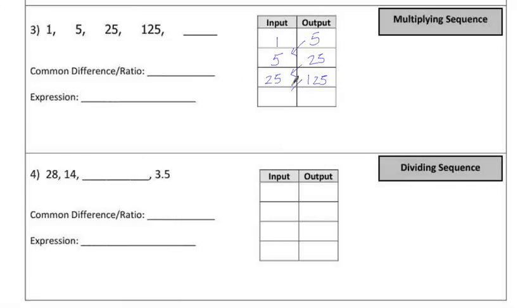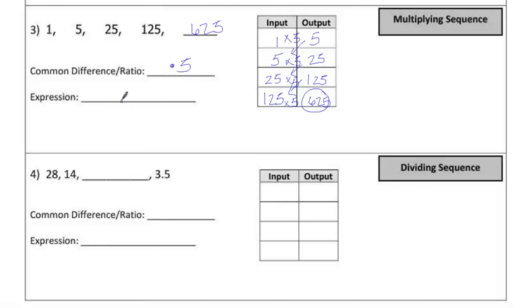And then I'm going to slide it. 125 slides to here, and my new output is going to go here. So what can I multiply by these to get to the output I need? Well, if I multiply by 5 here, 1 times 5 is 5, 5 times 5 is 25, 25 times 5 is 125, and 125 times 5 gives me 625. And 625 is the missing number in this sequence. We are multiplying by 5 for our rule.